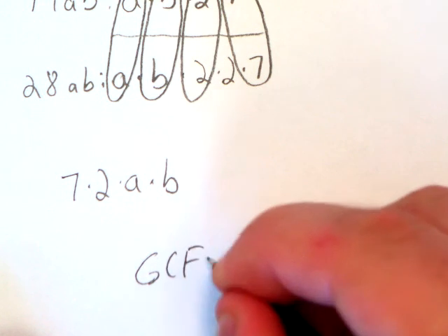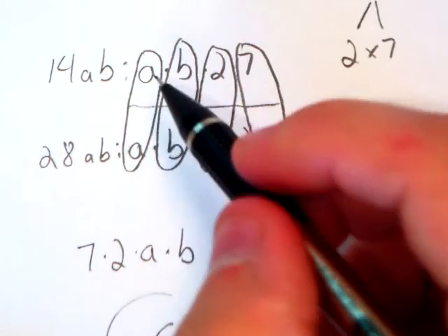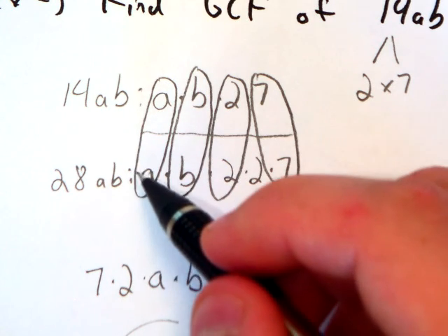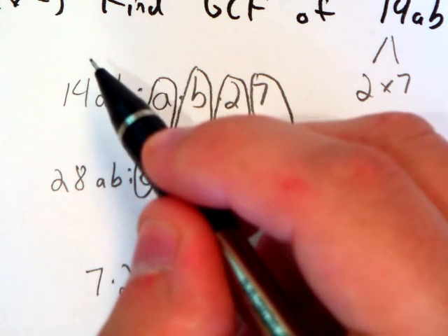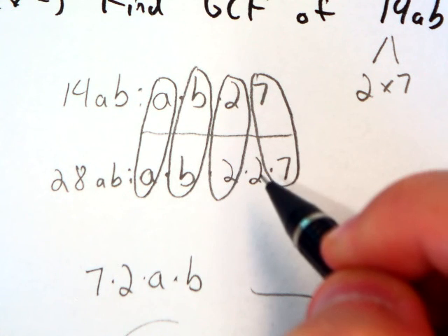So the greatest common factor is 14AB, which happens to be one of the two terms we were looking for the greatest common factor of. Which makes sense because this to this is a times 2.